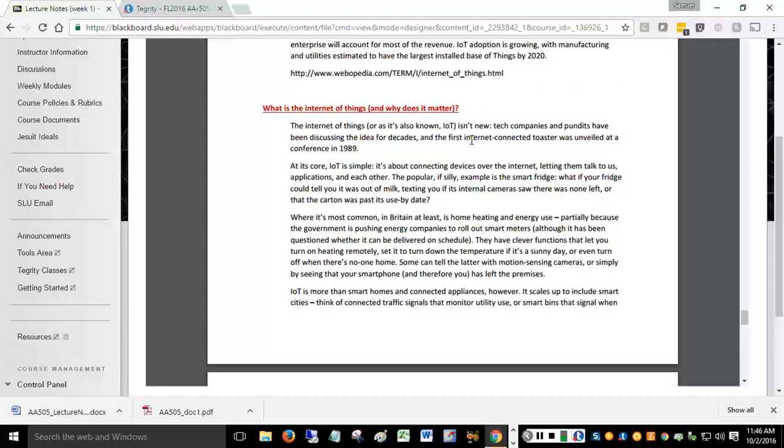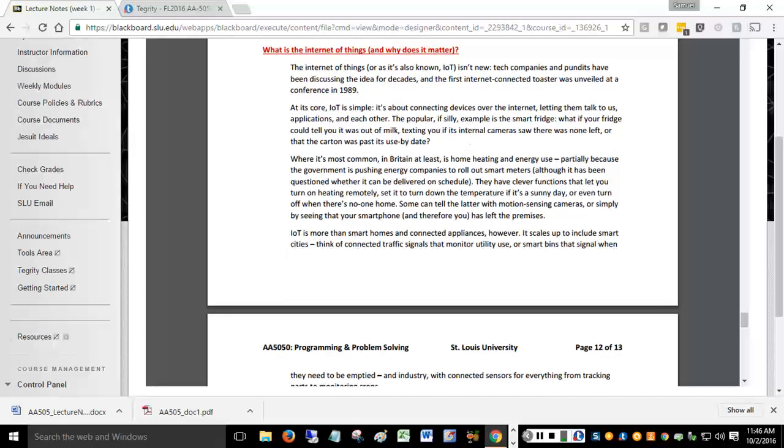So what is this Internet of Things? Why does it matter? It isn't new. Tech companies have been doing this for decades. The first internet-connected toaster was unveiled in 1989. That was even before the internet really became popular. At its core, it's very simple. Connecting devices over the internet lets them talk to us, the applications.